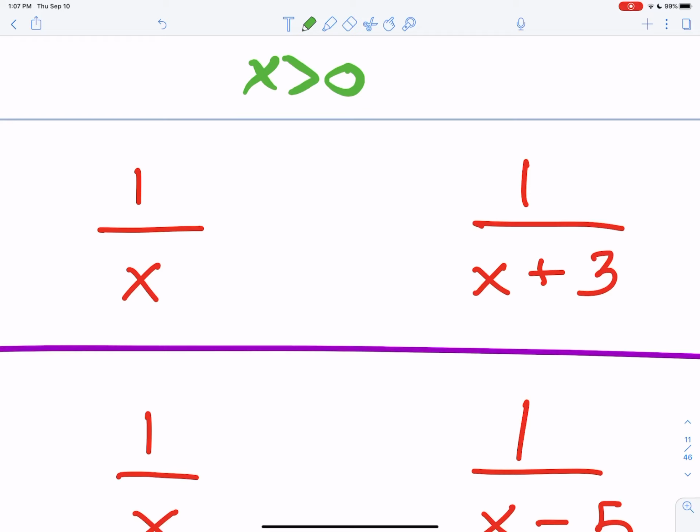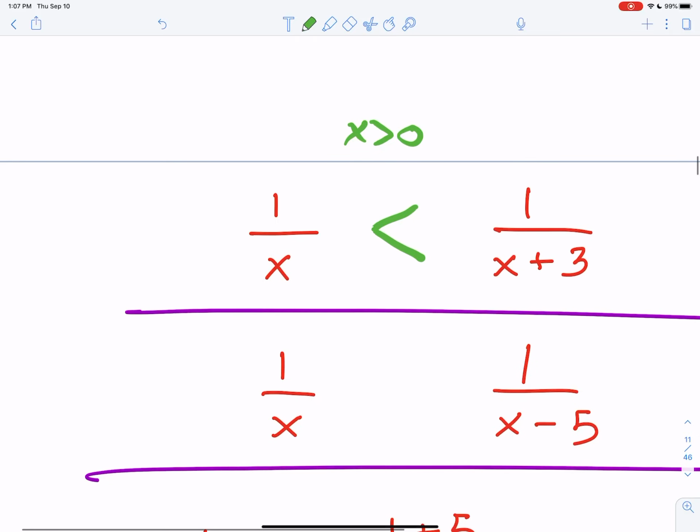Okay, so 1 over x and 1 over x plus 3, which one is going to be larger, which one's going to be smaller, right? Okay, so you should have thought of this inequality here. 1 over x is going to be greater than 1 over x plus 3. So to understand that logically here, let's say we had x being 1. Obviously 1 over 1 is 1, and 1 over 4 is 0.25.